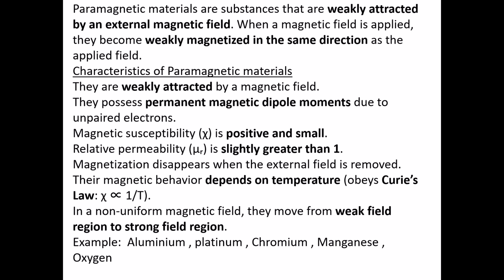Their magnetic behavior depends on temperature and obeys Curie's law. Therefore, chi is directly proportional to 1 by T. In a non-uniform magnetic field, they move from weak field region to strong field region. Examples: aluminium, platinum, chromium, manganese, and oxygen.